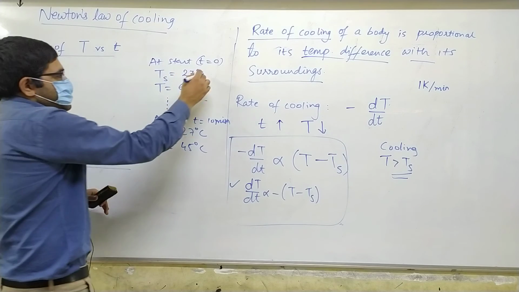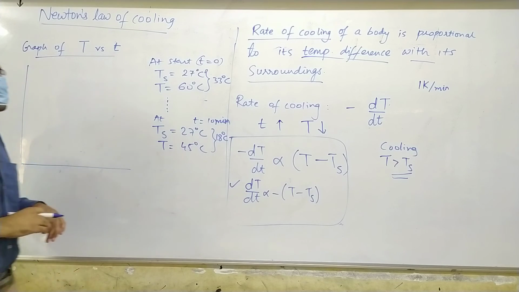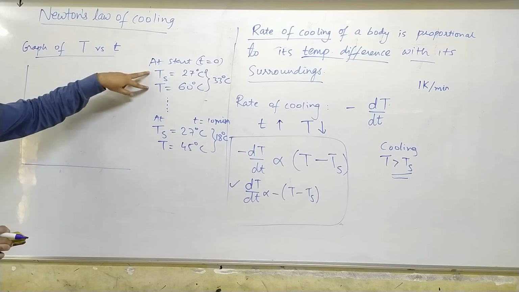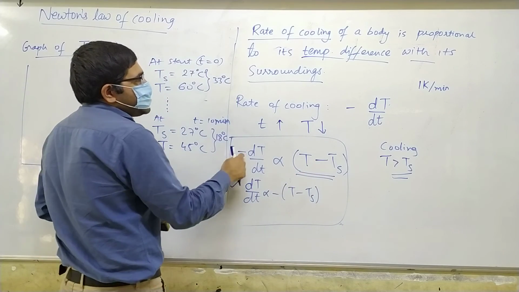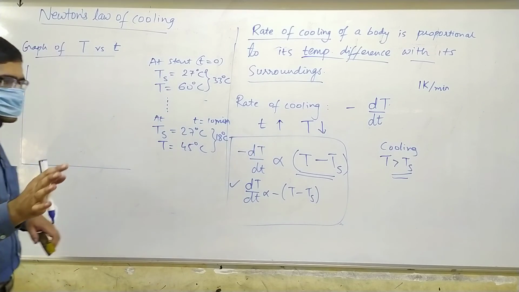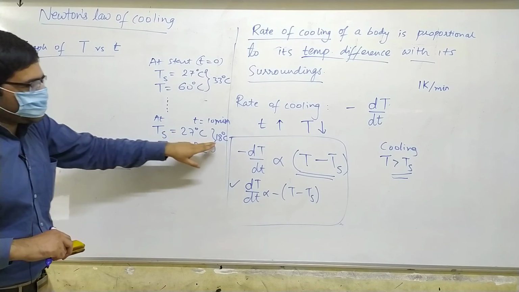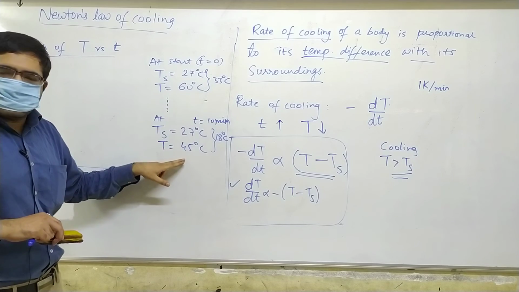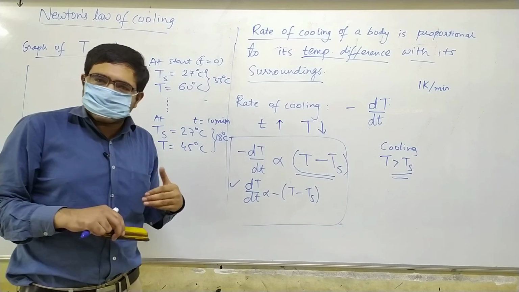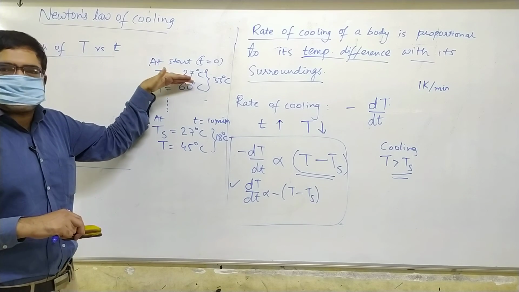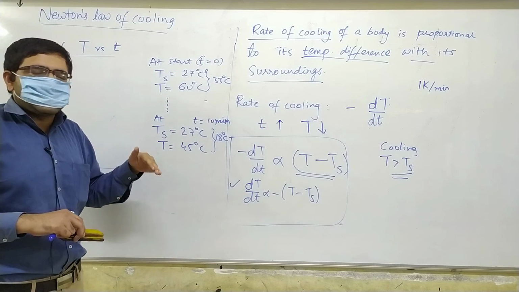First the difference was 33, but now the difference is only 18. So the difference of temperatures is decreasing. Now if the difference of temperature decreases, the rate of cooling will also decrease. I repeat. At the start, difference of temperature 33 degrees Celsius. After some time, difference of temperature 18 because the body has cooled. So because the difference has decreased, the rate of cooling will also decrease. It means at the start it cools fast, but gradually the rate of cooling starts to decrease.